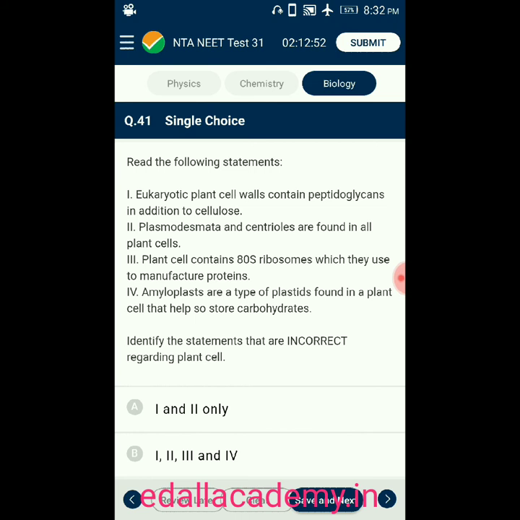A plant cell has 80S ribosome, a feature of eukaryotic cell. Plastids are an organelle found only in plant cells, of which those that store carbohydrates are known as amyloplasts. So the answer for this question is option A. From the given 4 statements, first and second statements are incorrect regarding plant cell.